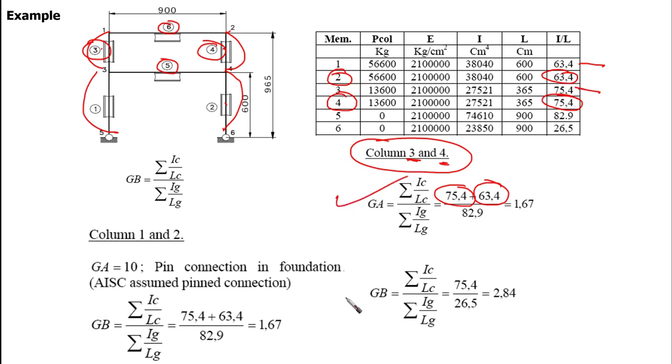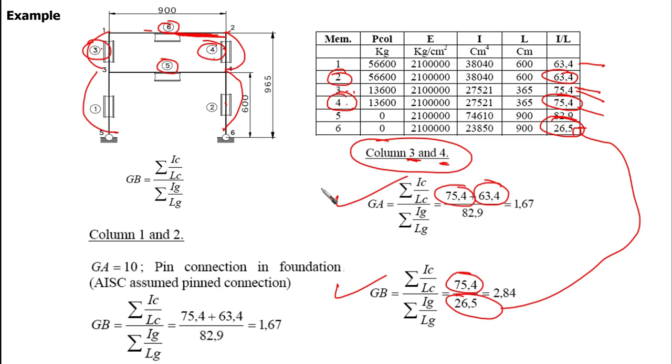So GA is known, and GB is going to be the same because both of them have girder 6 here, right? Girder 6. And at the same time, both of them have columns 3 and 4. So we have 75.4 for the columns, columns 3 and 4, they are the same, 75.4 and 75.4. And for the girder, it is girder number 6, which is 26.5.